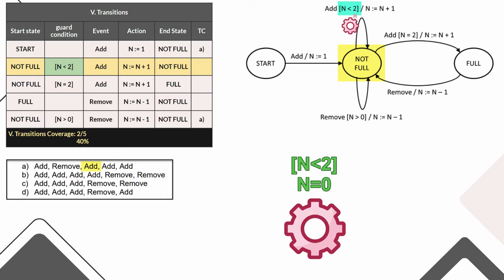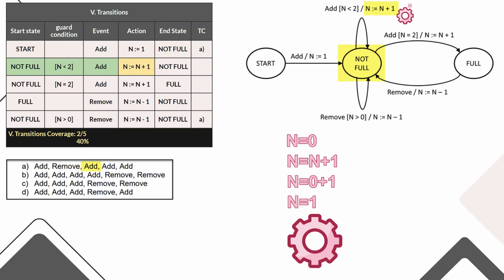But in the add event, the second transition, the guard condition is n less than 2. At this moment, n is equal to 0, which is less than 2. This means that event add is valid, and the system moves to the action. Action is n is equal to n plus 1. Now n is 0. 0 plus 1 equals 1, and the value of the variable n accordingly becomes 1.